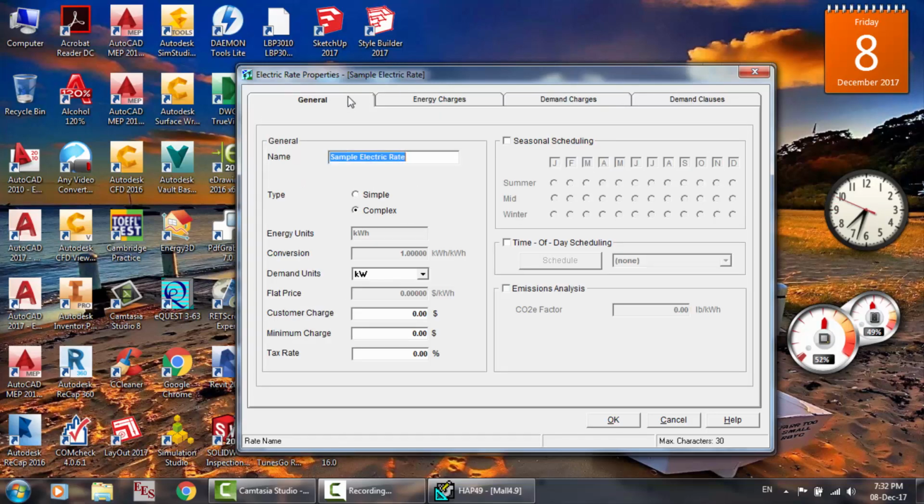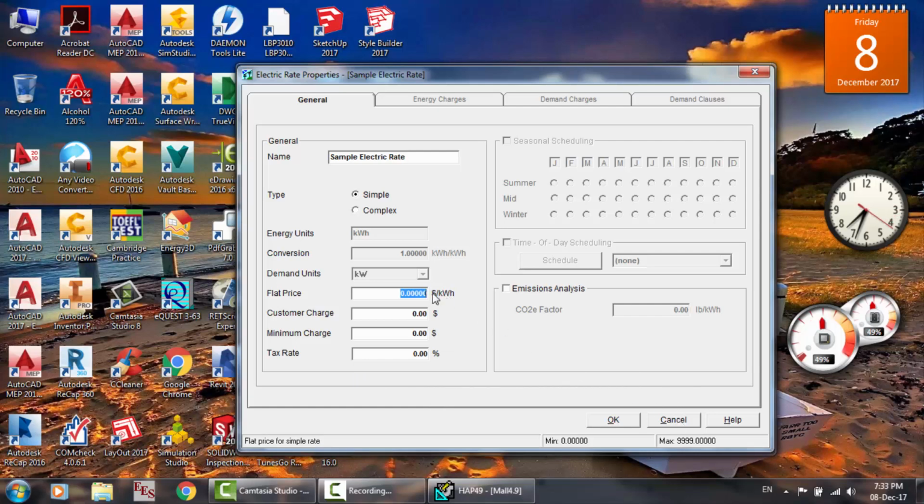So for the simple rate, you don't have to make energy units, you don't have to make conversion. This is for the complex systems. You only have to type the flat price, dollars per kilowatt hour. Okay, flat price for a simple rate is fixed for the electric consumption. The energy here is per kilowatt hour and it's in dollars.